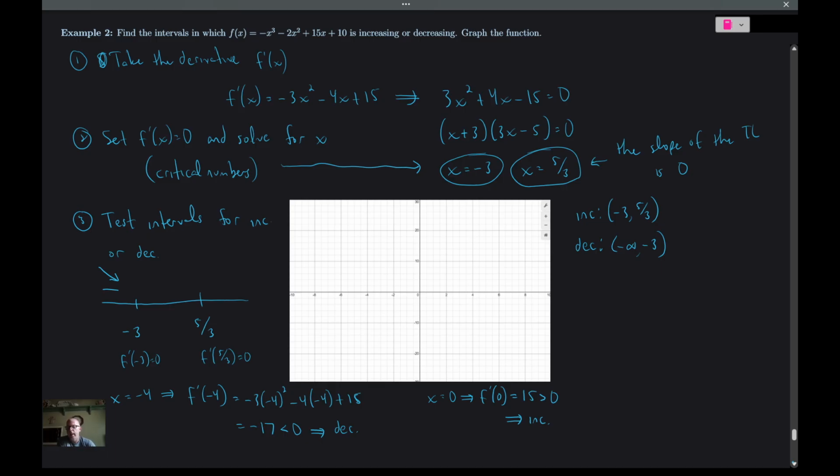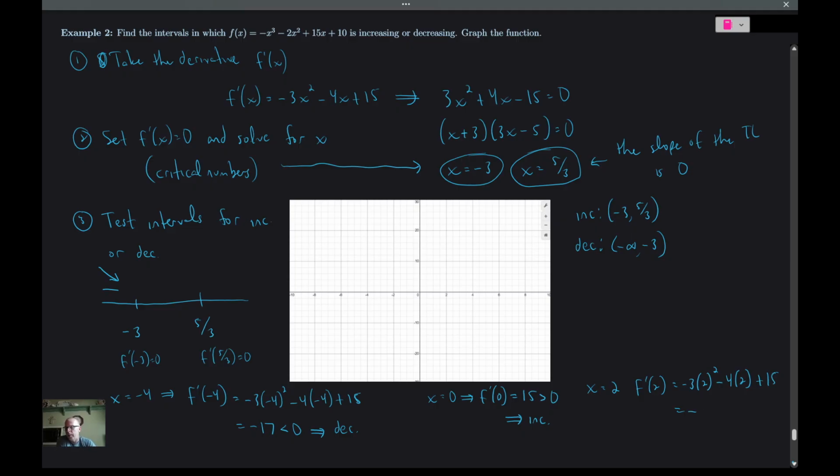And now let's look at any number that's greater than 5/3. You can pick any number, it doesn't matter what it is. Don't pick 5/3, because we know that f prime of 5/3 is 0. Pick any number greater, so just pick the easy one, pick 2. So f prime of 2 is -3 times 2 squared minus 4 times 2 plus 15. Let's see, -12 minus 8 plus 15, we get -5.